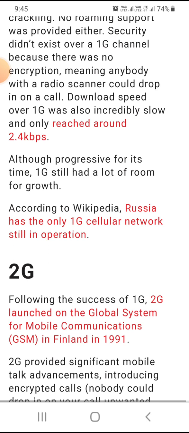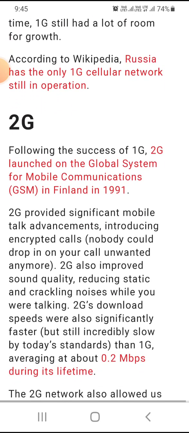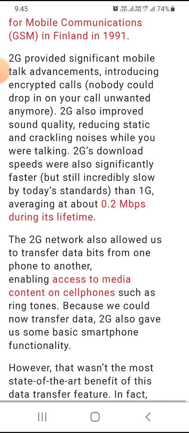So, 2G. Following the success of 1G, 2G launched with the Global System for Mobile Communication in Finland in 1991. 2G provided significant mobile talk advancement, introducing encrypted calls. Nobody could drop in on your call unwanted anymore. 2G also improved sound quality, reducing static and crackling noise while you were talking. 2G download speeds were also significantly faster than 1G, averaging 0.2 Mbps during its lifetime.